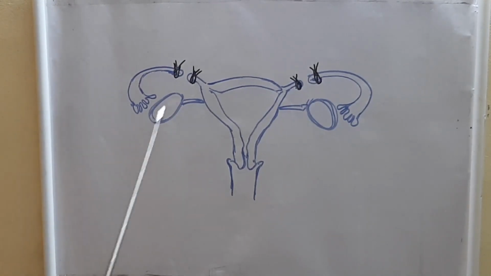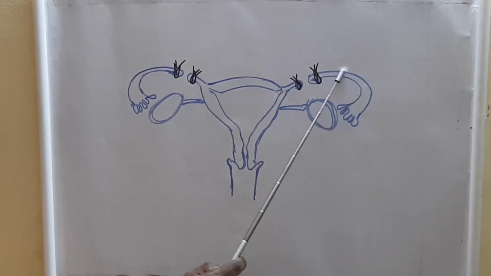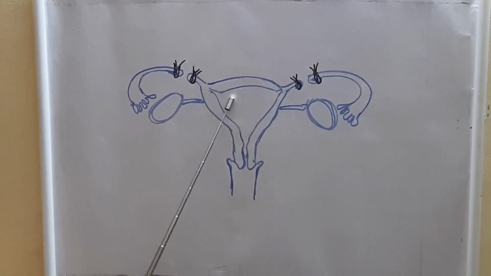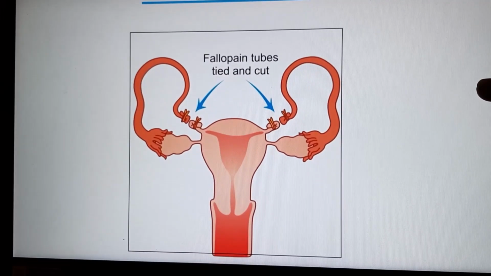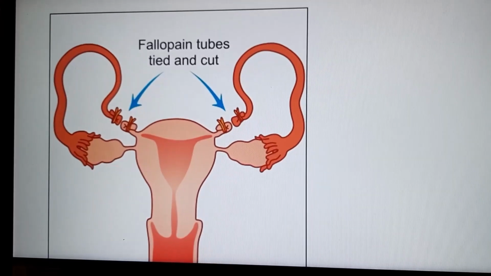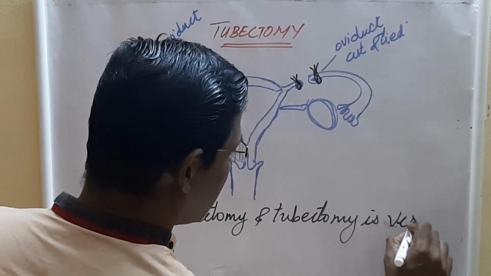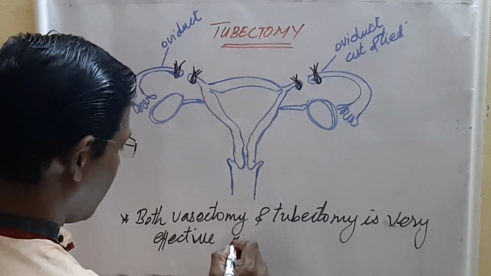The oviduct is cut and tied here so that the ovum released from the ovary which passes through the oviduct will reach up to here so that it does not come to the uterus for implantation, or the sperms which reach up to here cannot fuse with the released ovum and thus fertilization cannot occur. So this procedure is called tubectomy. Both vasectomy and tubectomy are very effective but very poor in reversibility.